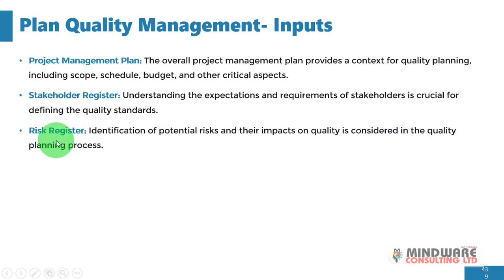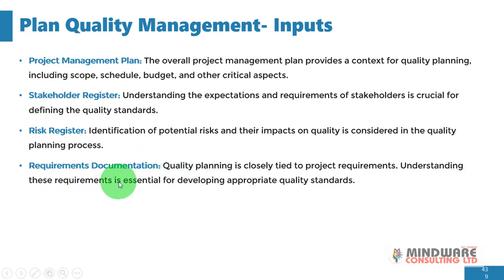All right, the risk register gives you a list of all the foreseeable risks, things that can negatively impact the success of your project. Those are what we call the risks, and you have them outlined in your risk register. So when planning your quality management, you need to have your risk register handy, right? So you see how those possible risks can impact the quality of the project that you're handling.